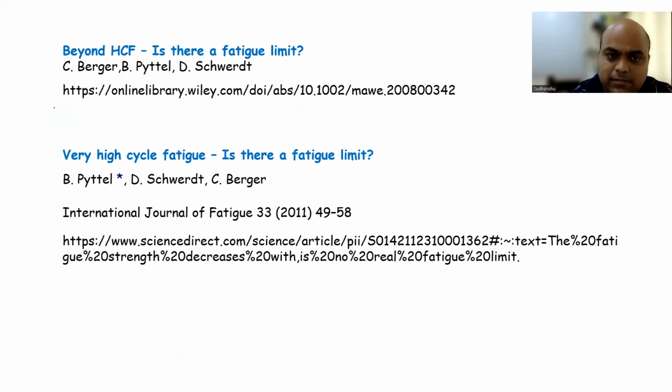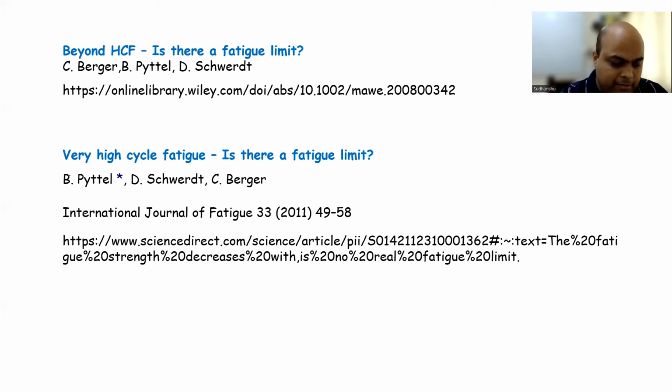And the same three authors published another paper in 2011 in the International Journal of Fatigue. The title is "Very High Cycle Fatigue: Is there a fatigue limit?" They have shown that if you give a sufficient number of cycles, you are going to get a decreasing curve, which we typically do not observe when we conventionally use low frequency fatigue testing, like 20 hertz, 40 hertz, etc., in the lab. Okay, so that is what I wanted to discuss about the two types of curves.